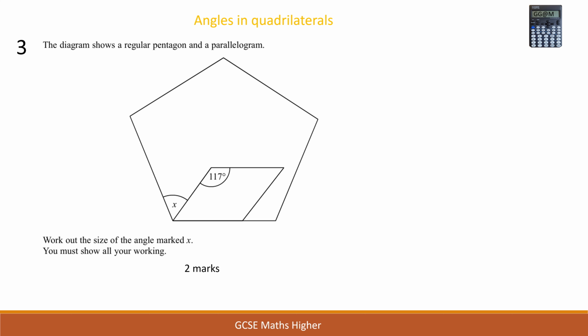This is another angles question linking angles in quadrilaterals. So a quadrilateral is a 4-sided shape here. Read the question, have a go at working out the answer, and then press play when you're ready to hear the answer.